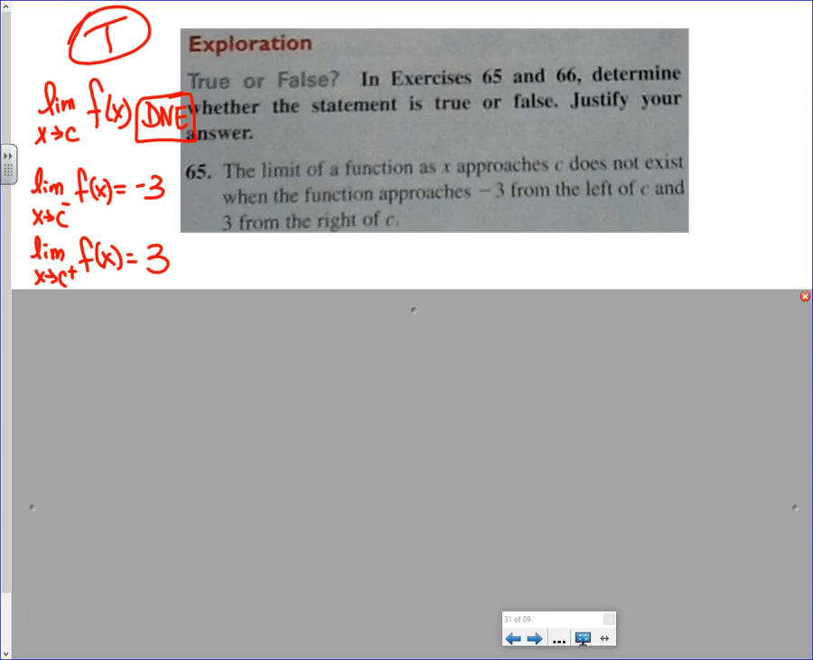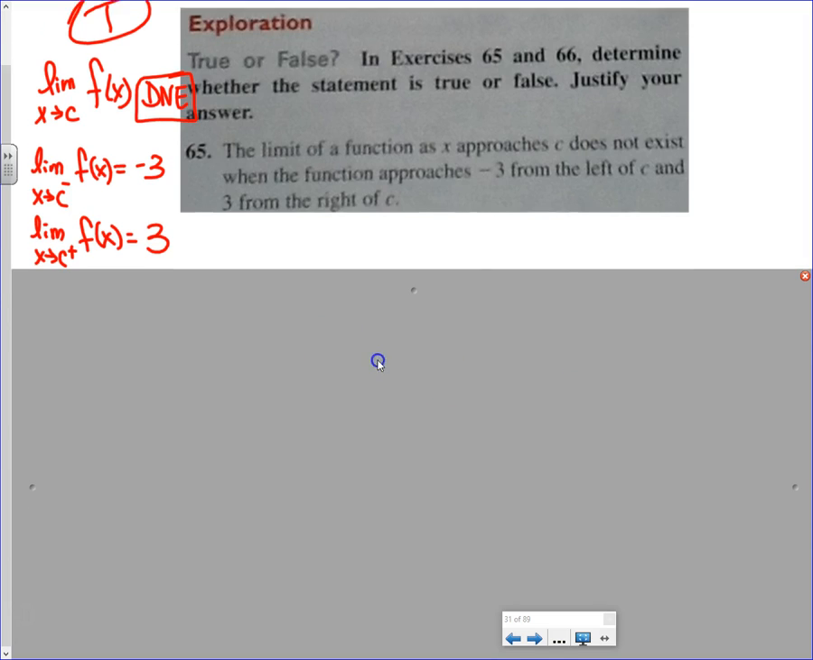The limit does not exist if the one-sided limits do not agree. So those of you that said true were completely and totally and absolutely right. The question was, in your minds, did you know why? Hopefully, yes. Does it make sense now?